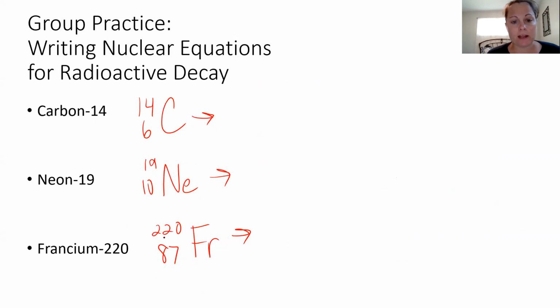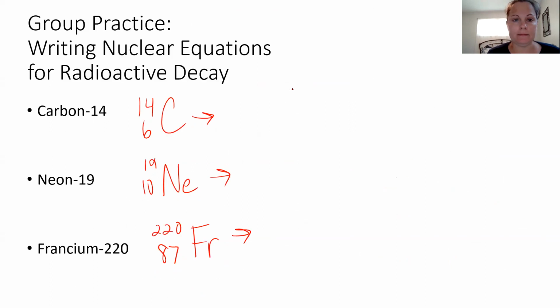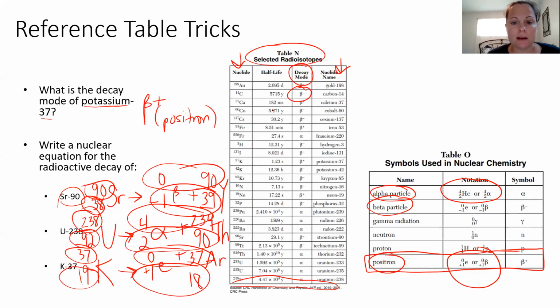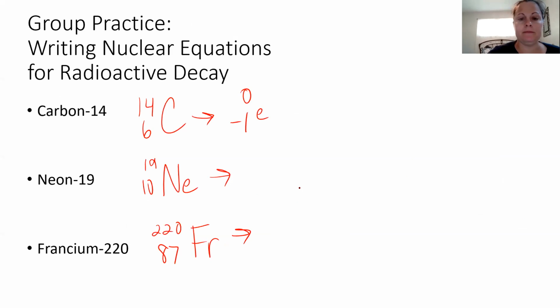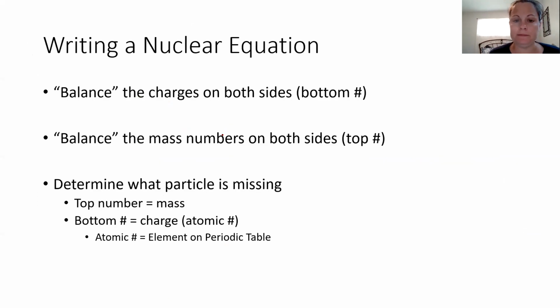Next step would be figuring out what decay mode they undergo. I'm going to clean this up a little bit for you. Carbon 14 is beta decay, which is 0, -1, e or β. Neon 19 is positron decay, e or β. And francium is alpha.